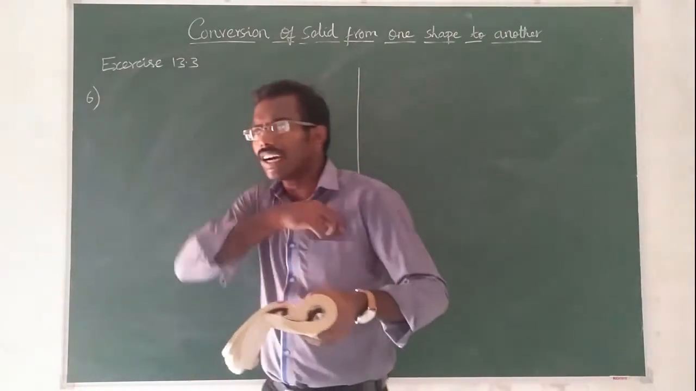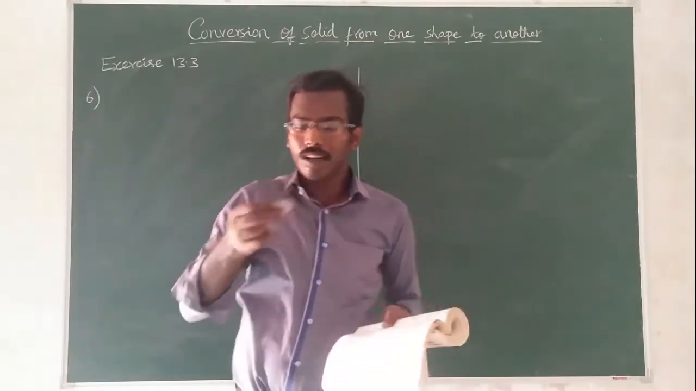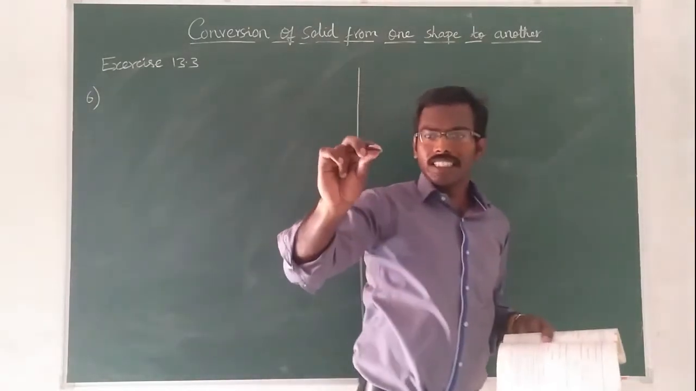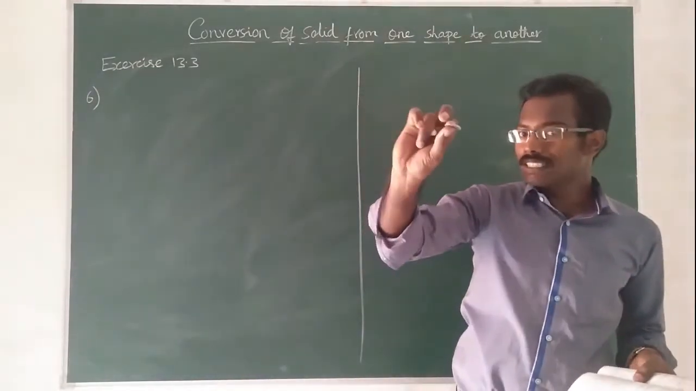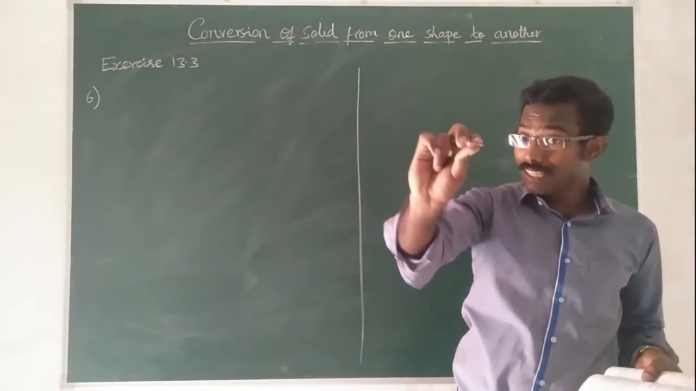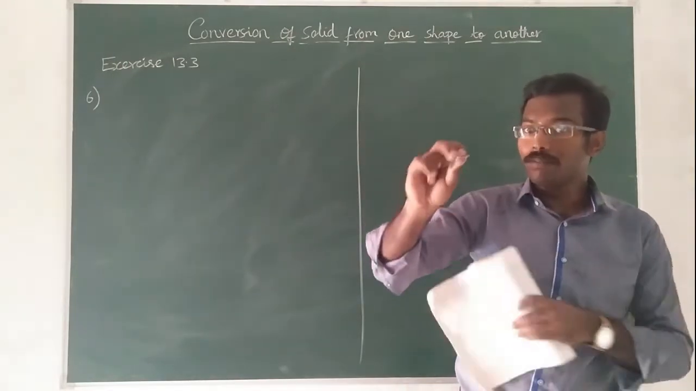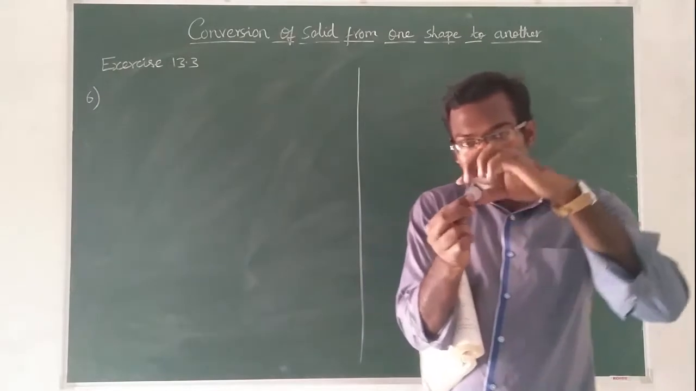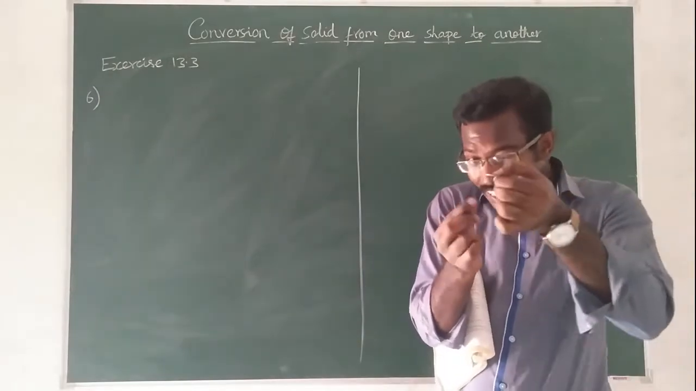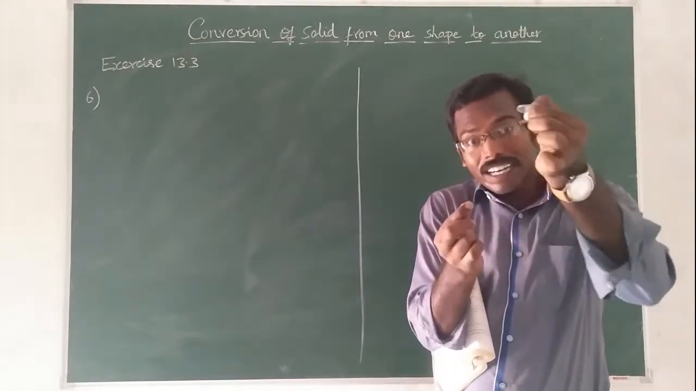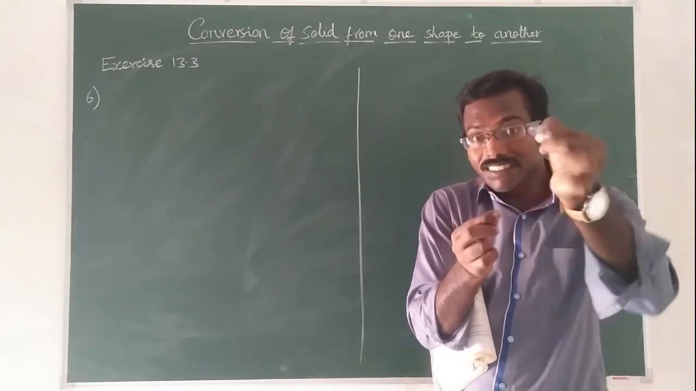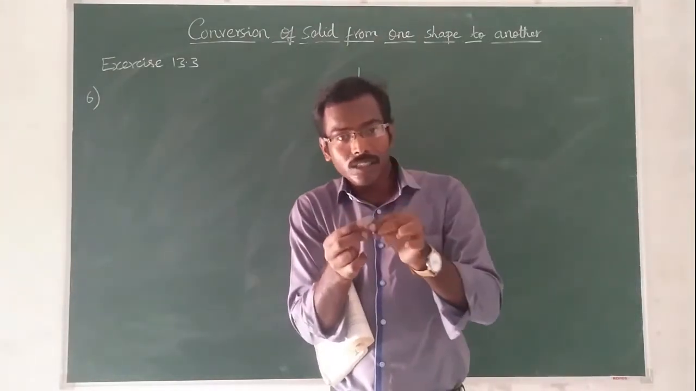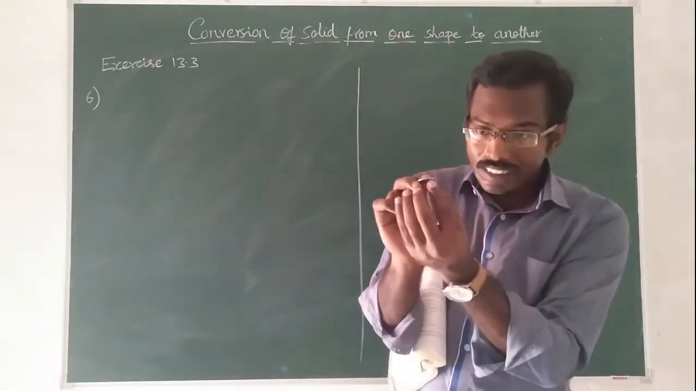So consider one normal coin. Three dimensionally, what shape is it? When you see it three dimensionally, you will call it a cylinder. Why? Because in two dimensions it may be called a circle, but it has some thickness also. When a circle has some thickness, it will become a cylinder. Understood or not? So this is the thickness.